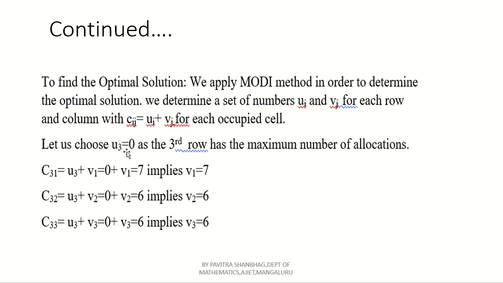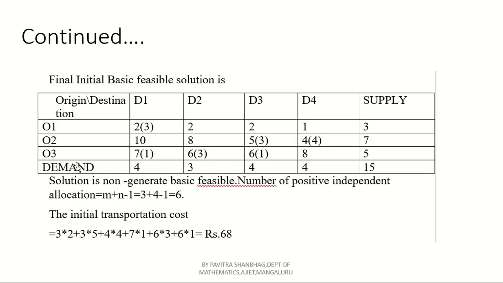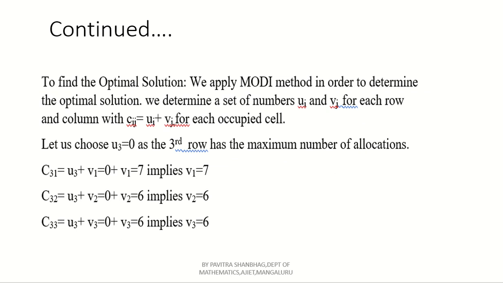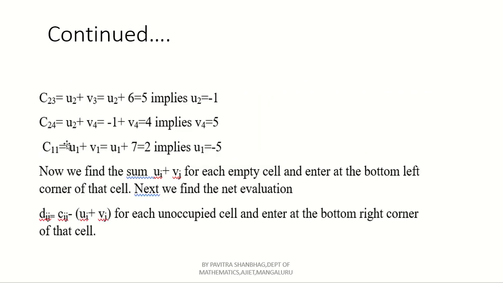That is, you have to initially set ui or vj equal to 0 based on the highest allocations available in the VAM for that particular row or column. After setting that, you have to find the remaining elements, the occupied elements, from that table only. See here, since we have set u3 equal to 0, you need to find C31, C32, C33, because these are already occupied. You need to find the remaining V1, V2, V3. Similarly, for the next C23, C24, C11.